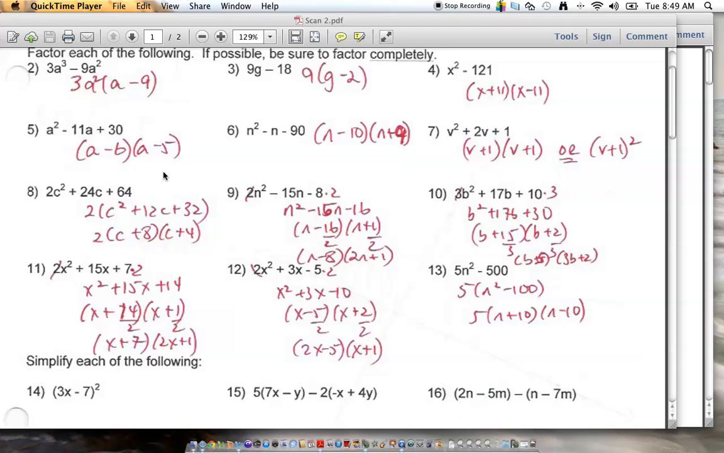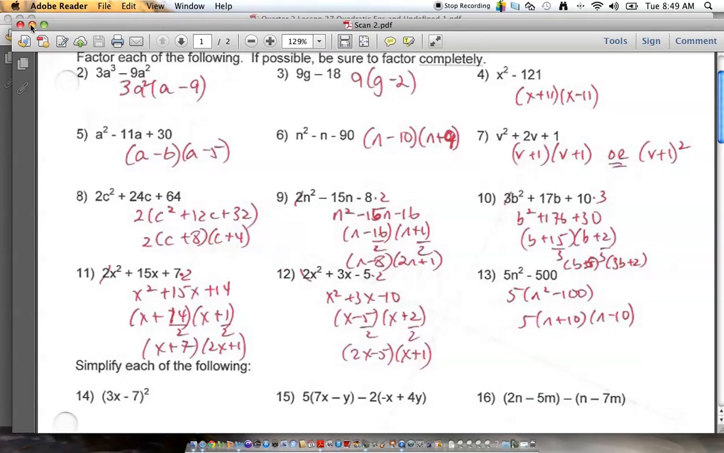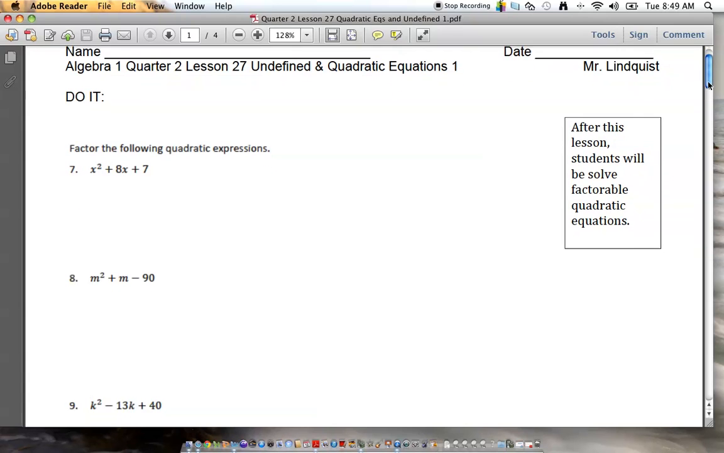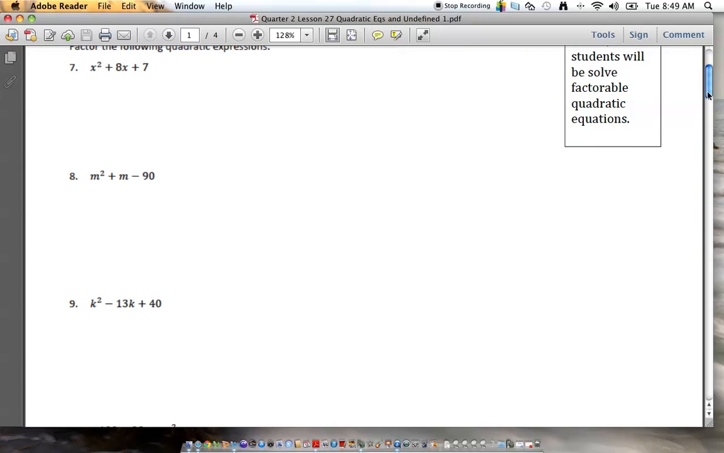Okay. So, that covers our review of last night's homework. Now, the next thing I want to do is talk about today's Do It. And here are some very nice factoring questions that I hope you run right through. I hope you look at these questions like, not a big deal. I can get these anytime, any place.